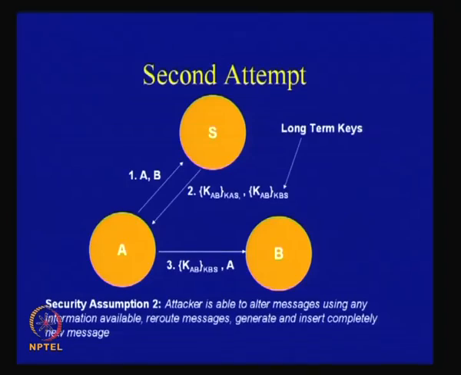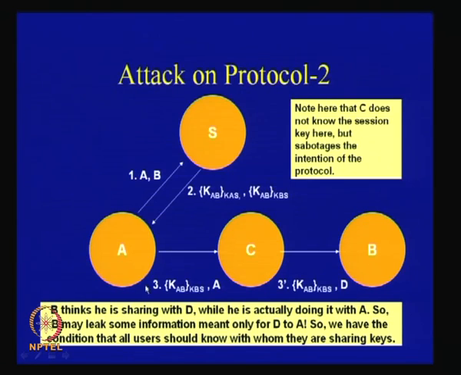Okay. So therefore, a possible attack looks like this. Let us consider that there is an adversary called C, and we see what C does. When S communicates to A, this message contains KAB encrypted with KAS and KAB encrypted with KBS.